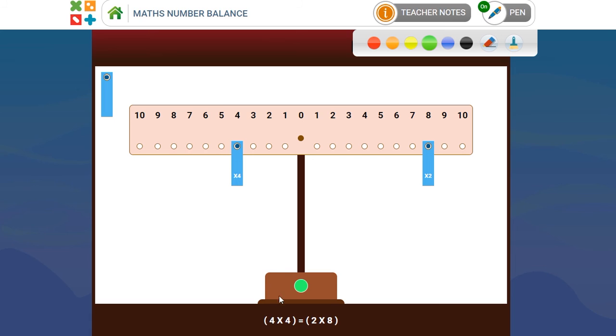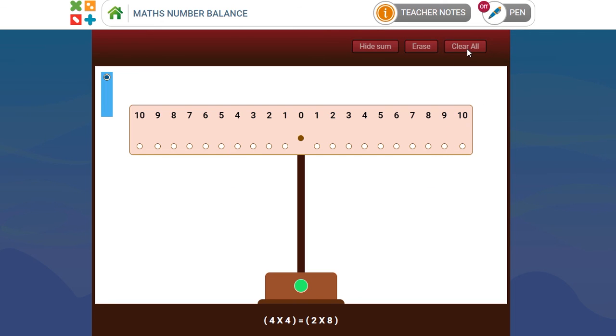And again, you can record that. Over here we have 4 by 4, and over here we have 2 by 8, or 8 by 2. 4 by 4 is the same as 2 by 8. Again, there are many ways that you can actually use your number balance with the children in your class for all sorts of number investigations and recording.